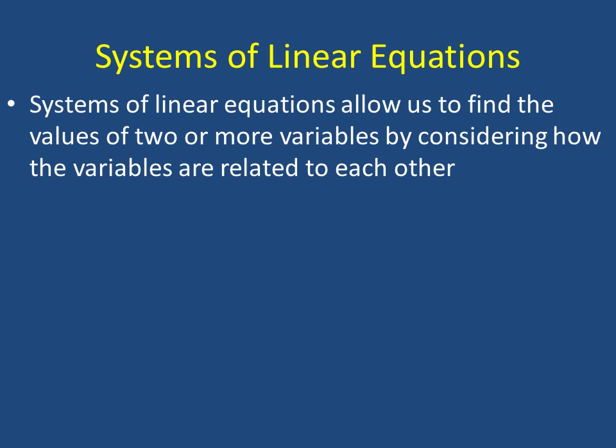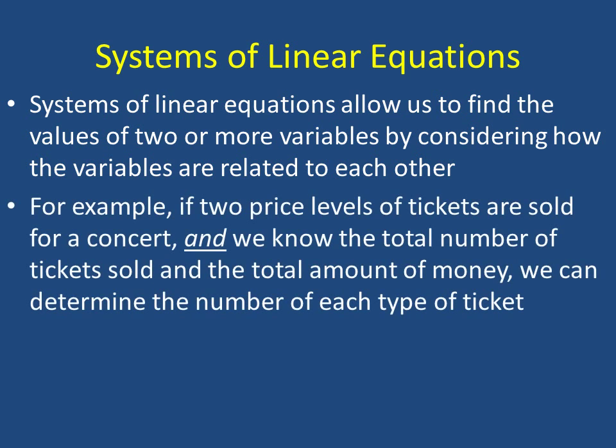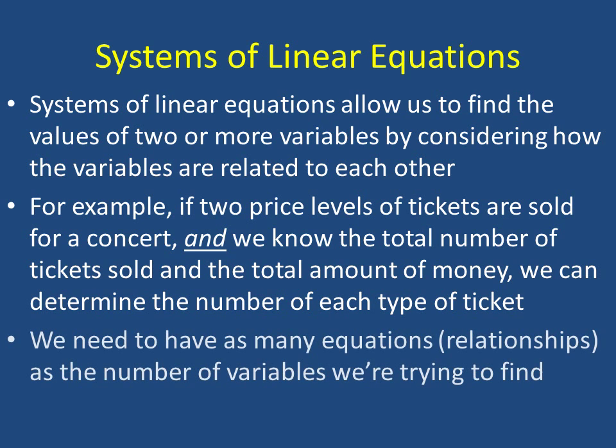Systems of linear equations allow us to find the values of two or more variables by considering how these variables are related to each other. For example, if there are two different price levels of tickets that are sold for a concert, and we know the number of tickets sold and the amount of money we collected, we can determine the number of each type of ticket that was sold. Regardless of what the situation is, we need to have as many equations, as many relationships, as the number of variables that we're trying to find.